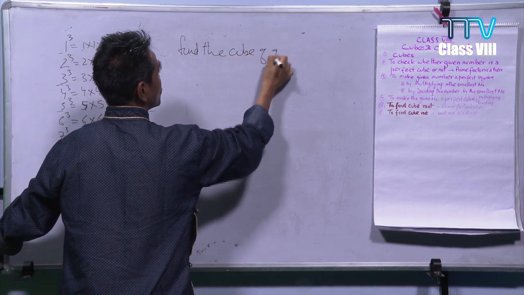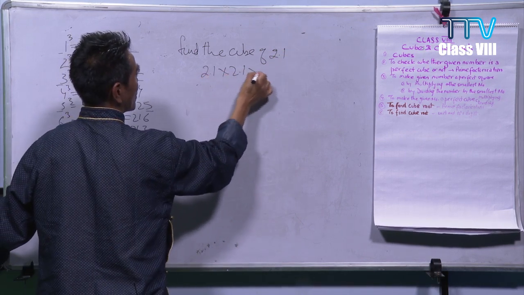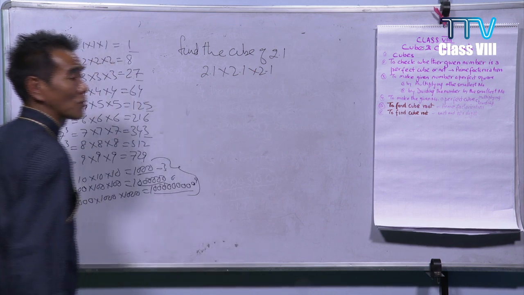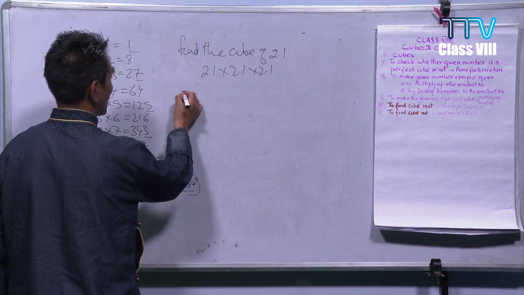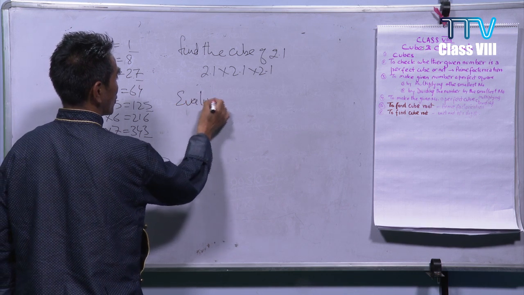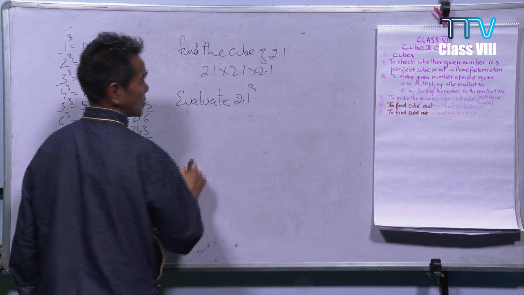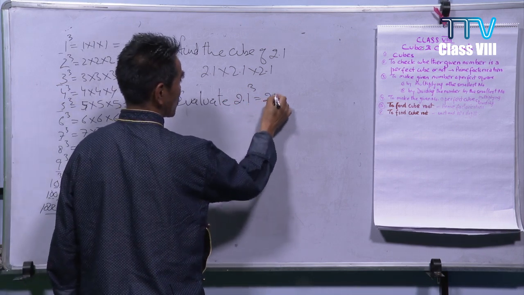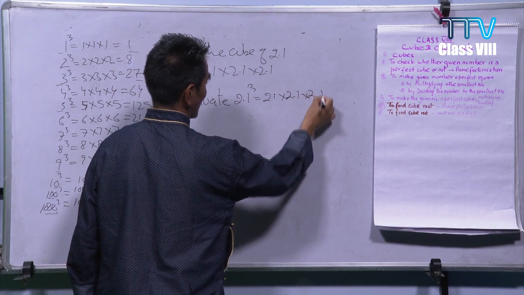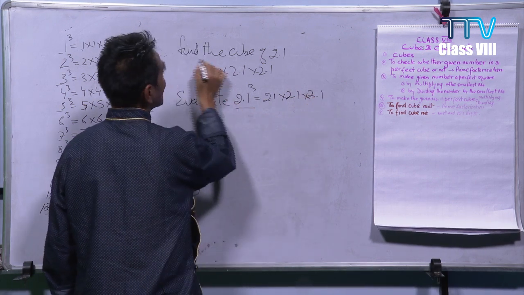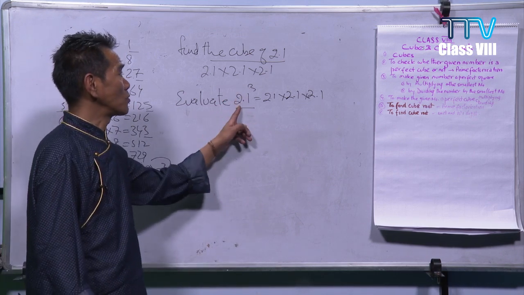Cube of 2.1. 2.1 multiplied by 2.1 multiplied by 2.1. Or 2.1 raised to power 3. These are 2.1 multiplied by 2.1 multiplied by 2.1. Evaluate cube of 2.1.